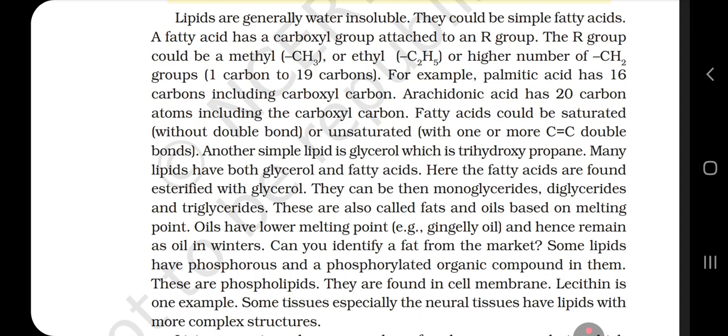These are also called fats and oils based on their melting point. Oils have a lower melting point, for example gingerly oil, and hence remain as oil in winters. Can you identify a fat from the market?